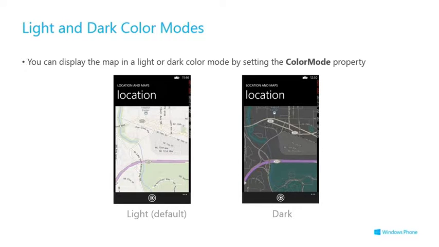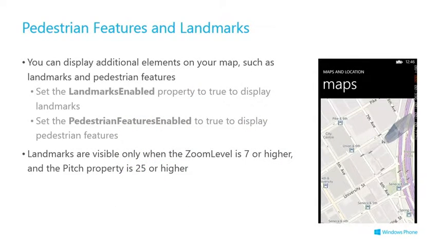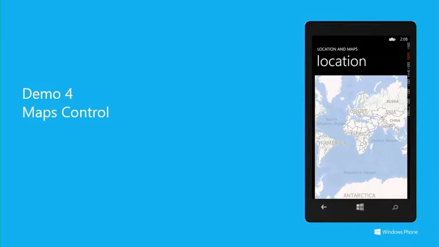That's the kind of thing typically you'll see in satellite navigation software. You can also do this kind of 3D overlay: a landmarks enabled property to display landmarks, and pedestrian features enabled to display pedestrian features such as underpasses, steps and that kind of thing. But there are some restrictions. The zoom level has to be 7 or higher for landmarks and the pitch property is 25 or higher.